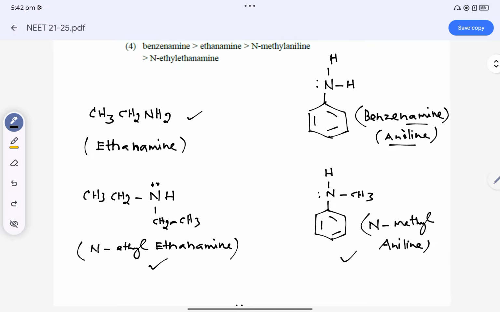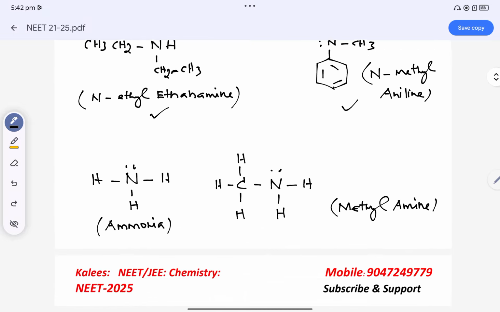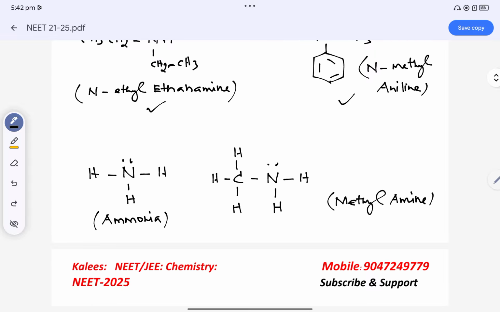What is the hint, what is the trick in this question? I am writing first here, this one is ammonia. When a hydrogen atom in ammonia is replaced by a methyl group, it is called methylamine. So ammonia and its derivative methylamine.